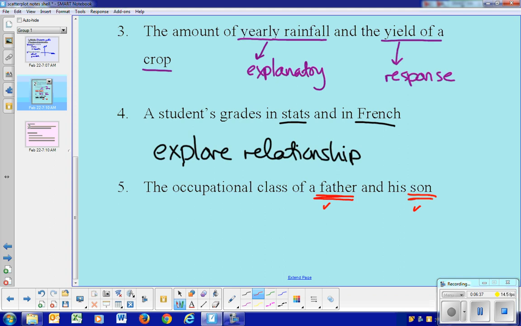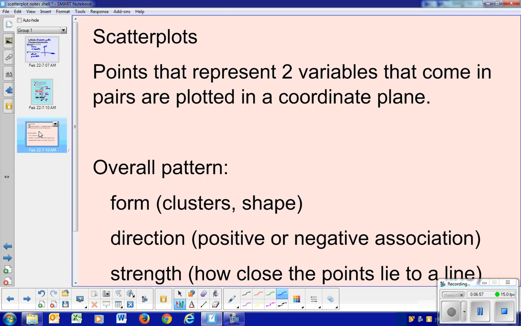So I could see either answer here, but if you did mention a cause and effect, the father's occupational class is the cause, and the effect is the class of the son. And that's just because of the sequence in time in which it happens. Okay? All right. So now that we've talked about those two terms, explanatory and response variables, let's talk for just a quick minute about what scatterplots actually are.